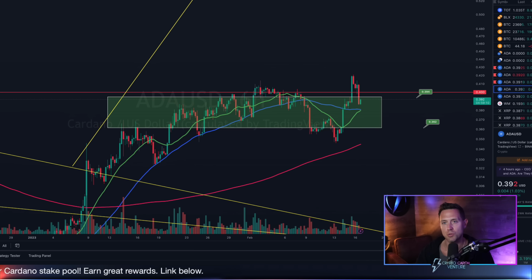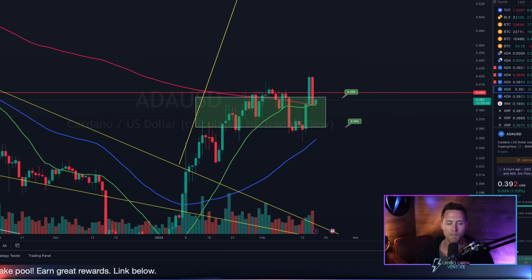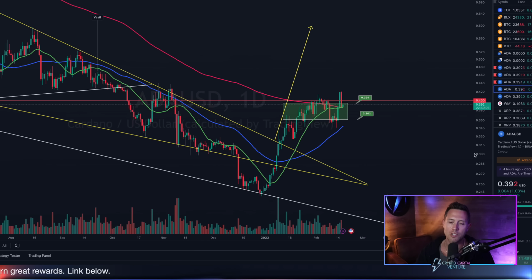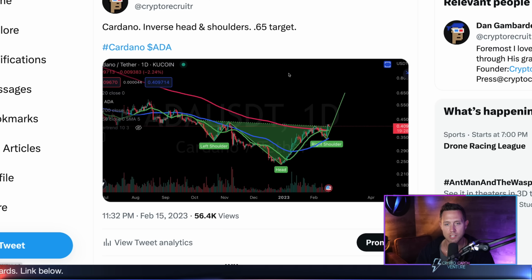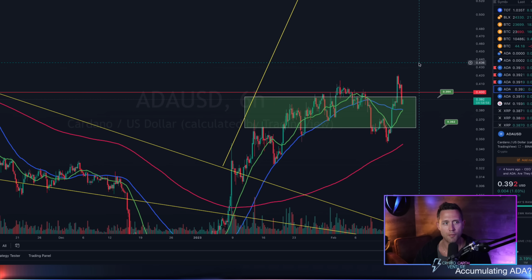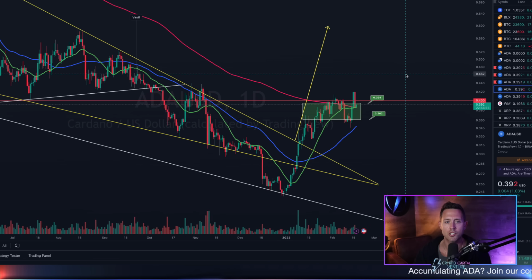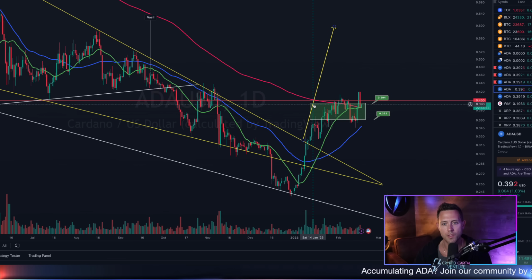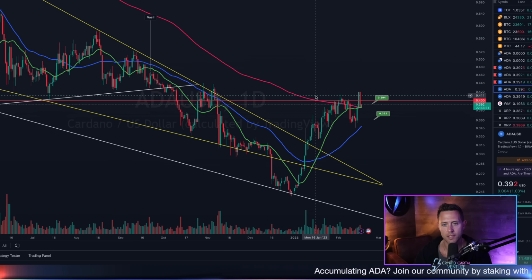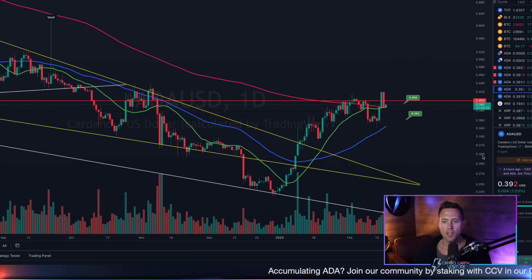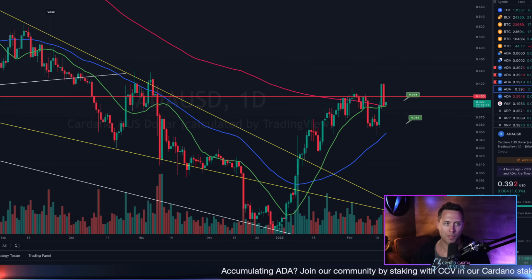Let's go over to this. Let's stay on the daily and zoom out because I want to rechart this. This was the tweet from yesterday, the inverse head and shoulders. Want to discuss it. 65-cent target, which still is the case. But if we zoom out now on this daily chart, let me just remove this Fibonacci right here. So here's where my dilemma is with that pattern.